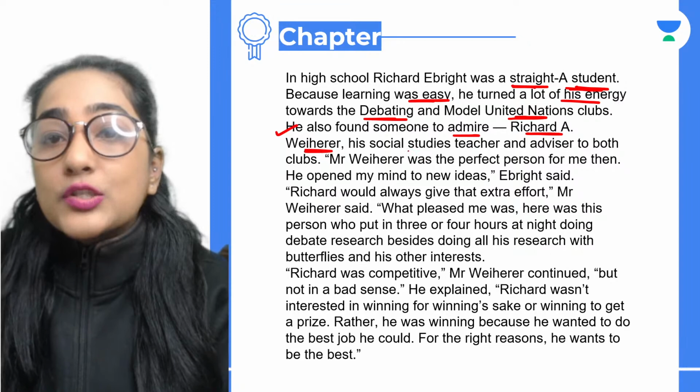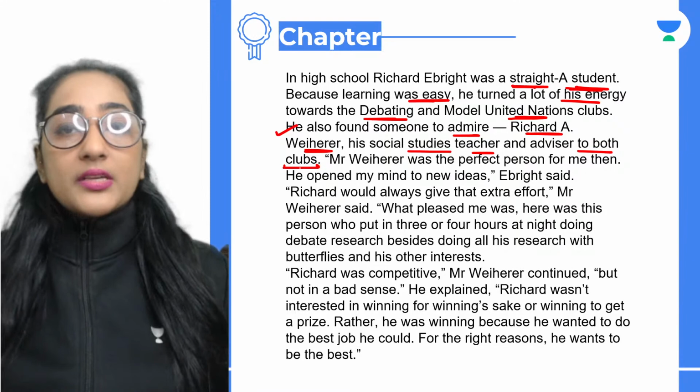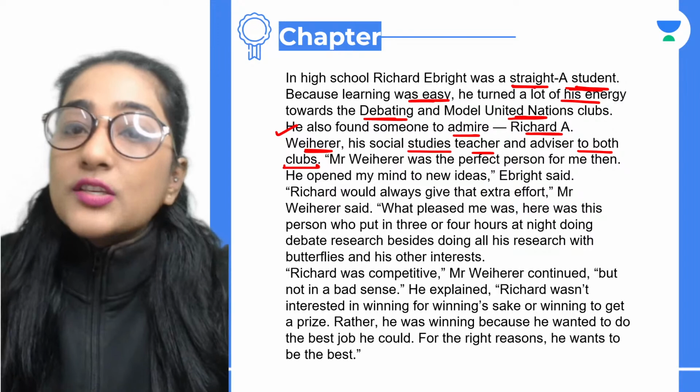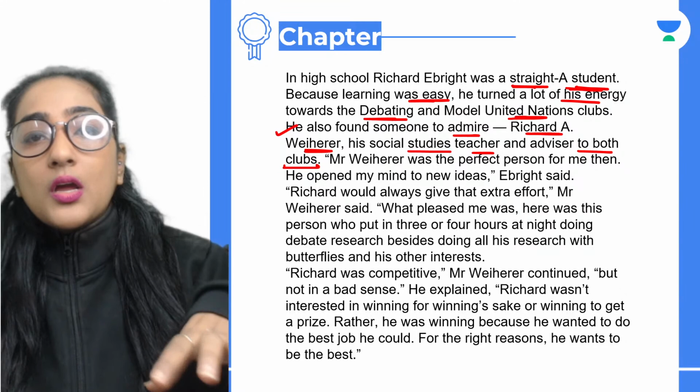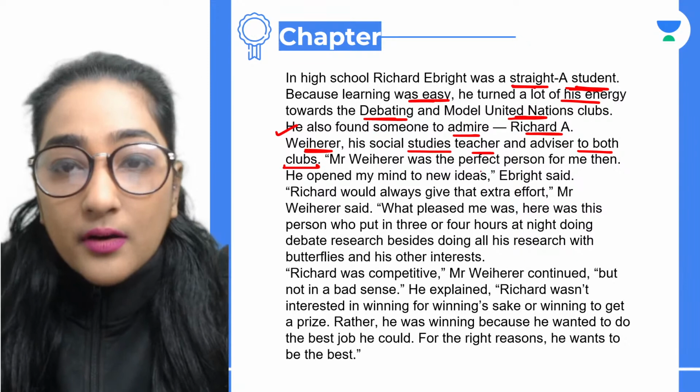So now he used to admire his teacher a lot, whose name was Richard A. Y. Herrer. Very important. He was his social studies teacher and he was advisor to both clubs. Clubs basically refer to the Model United Nations club and the debating club. So Mr. Herrer was the perfect person for me. Then he opened my mind to new ideas.